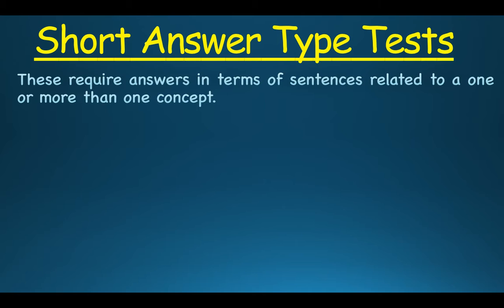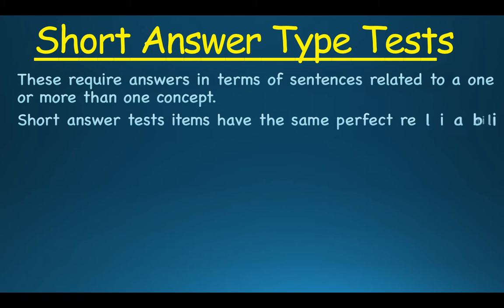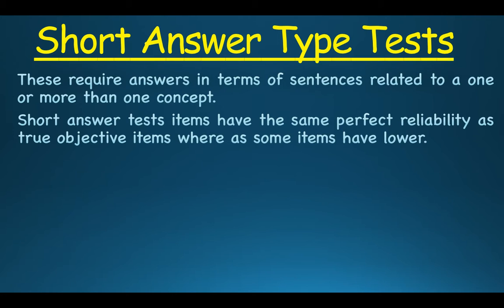Short answer type tests are composed of those items which require clearly defined answers. The answers have to be supplied by the student who is being tested, rather than simply choosing from a number of options as may be provided in the objective type tests. Such items are easier to write, and they take a wide range of forms. Some of the items have the same perfect reliability as that of true objective items, whereas some have somewhat low reliability, because there is some degree of subjectivity in them.